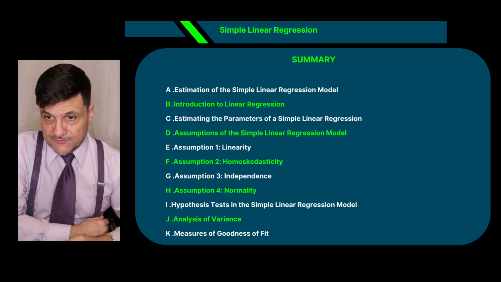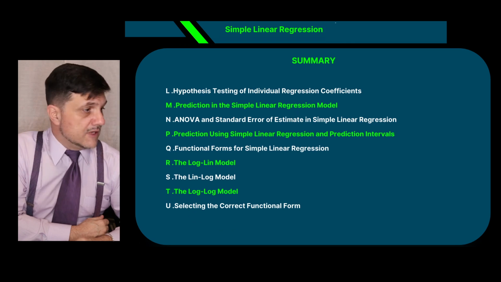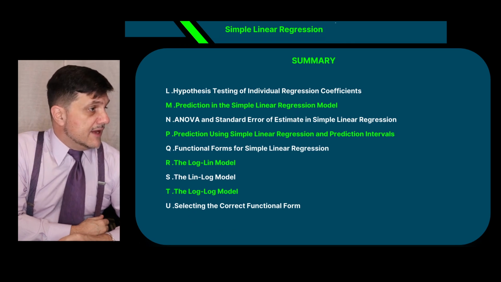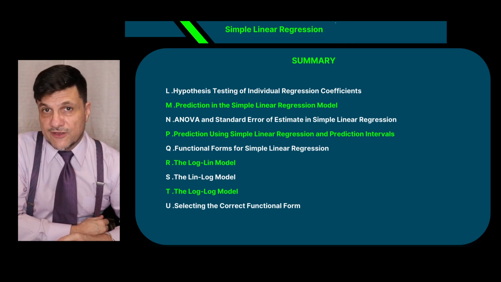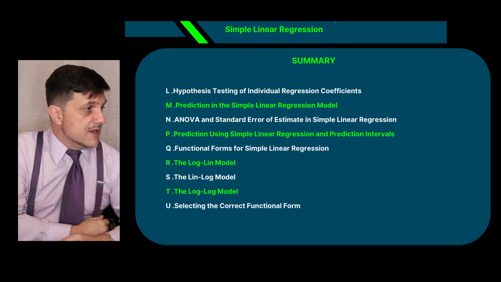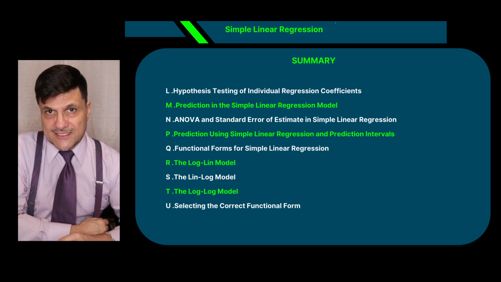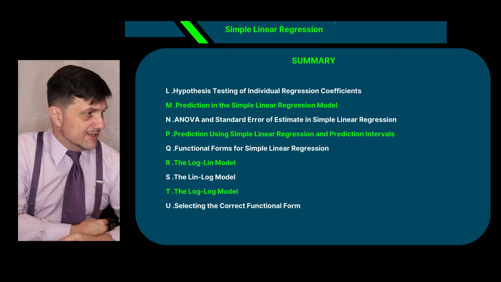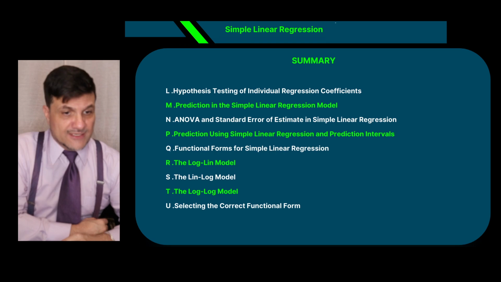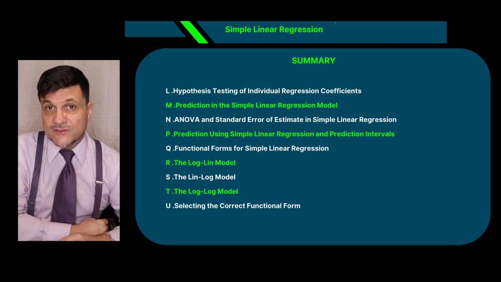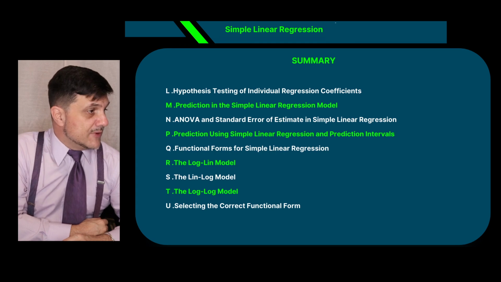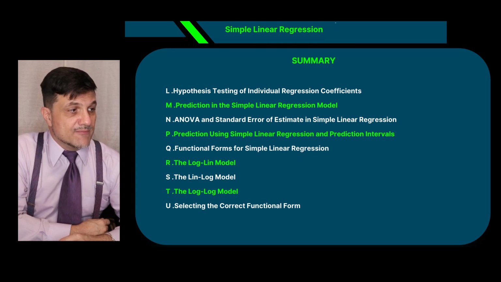What else? We have more. We have one more set here. There we go. So the hypothesis for the individual regression coefficients, which ones I mentioned. Prediction of the simple linear regression model, that's substituting the independent variable, finding the dependent variable. The ANOVA table, and the standard error of the estimate. We're going to talk about that when I show the ANOVA table. Prediction using a simple regression.